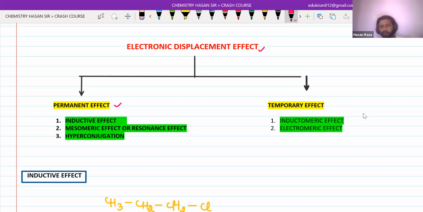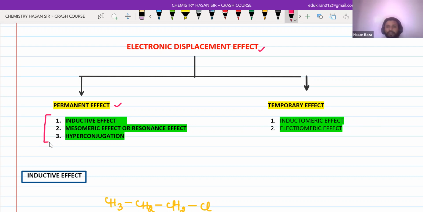That means basically, you can take an example from physics. There are some substances which will come in contact with a magnet, and they will behave as a magnet for a while, and then it loses its magnetic property. That is temporary. And there are some substances which will be in contact with a magnet, and they will hold the magnetic character for the rest of their life. That is called permanent. So basically, there is permanent effect, and in this permanent effect, we have three topics.